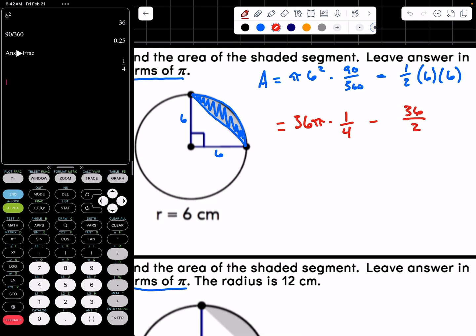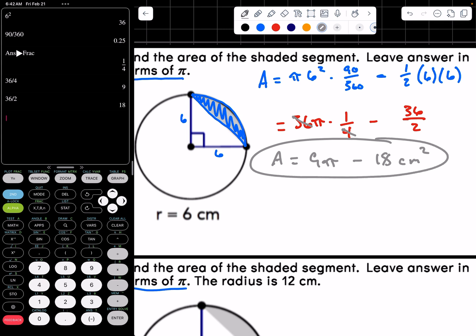So we can simplify down here. 36 divided by 4 is going to be 9, so we can cancel here. We get 9 pi minus, and then 36 divided by 2 is 18. So this would actually be our area if we left it in terms of pi: 9 pi minus 18 centimeters squared.